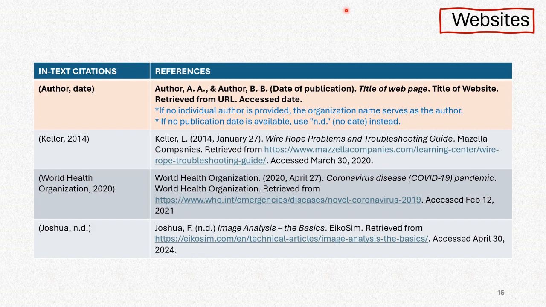The second exception is that if no publication date is available, use n.d., which means no date, instead of leaving it blank. So you can see from this last example here, if no date is written, you should write n.d. in the in-text citation as well as in the reference instead of leaving it blank.